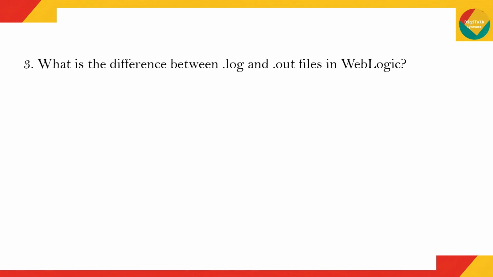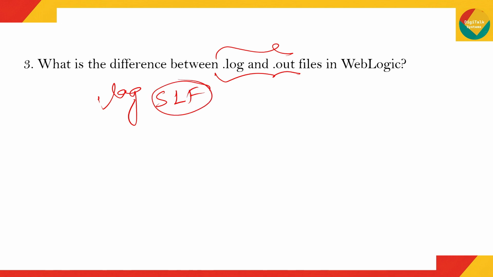What is the difference between the .log and .out file? This I have also covered already. The .log is the standard log file that will always get created when you start your servers. Whenever you do different kinds of operations, like stopping the server or configuring different resources in your domain, everything gets logged in the .log file. So this is the file you will be monitoring or checking for multiple troubleshooting purposes.